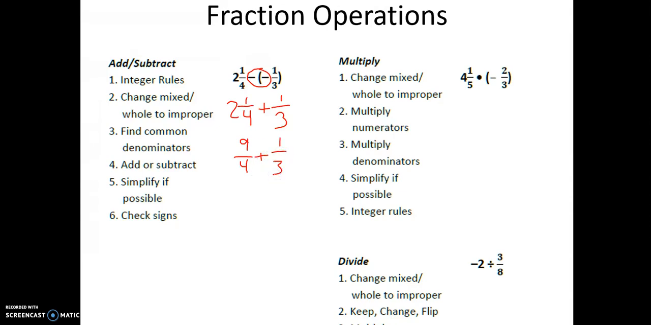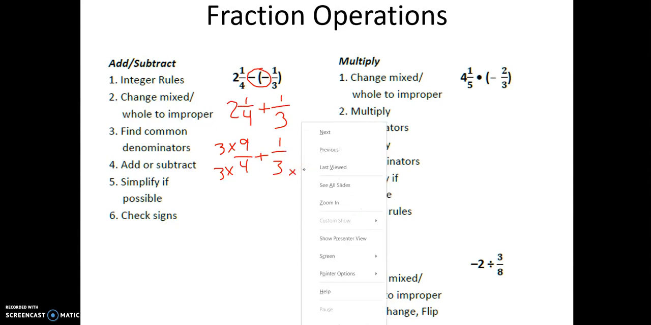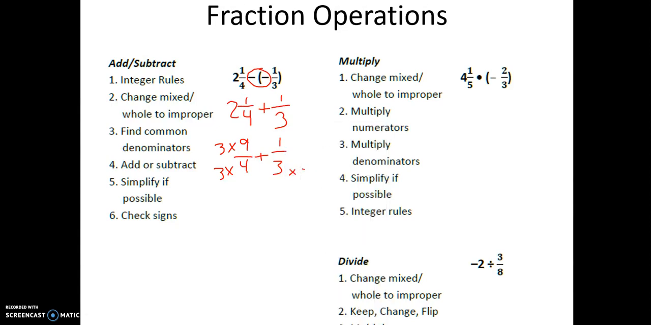Okay. Find common denominators. So I know that if I multiply 4 times 3 and 3 times 4, I get 12. So my common denominator there is going to be 12. If you ever can't find a common denominator, if you just multiply the two denominators together, you will get a common denominator. It just might be a larger one instead of a smaller one, and you'll have to do some more simplifying.